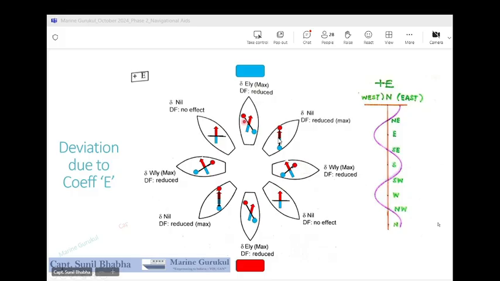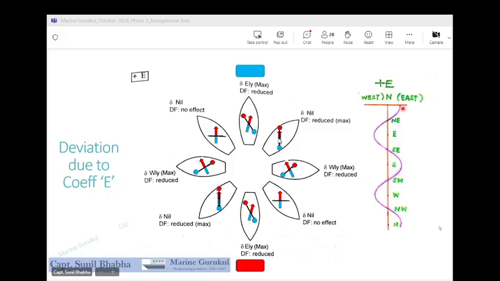If you look closely, this entire deviation diagram is very similar to the diagram of coefficient delta, as if the coefficient delta diagram has been rotated by 45 degrees. So that's why I said there is a 45 degrees phase difference between delta and epsilon. Here, beta, is it clear? Yes, sir. Very good, beta. Great.